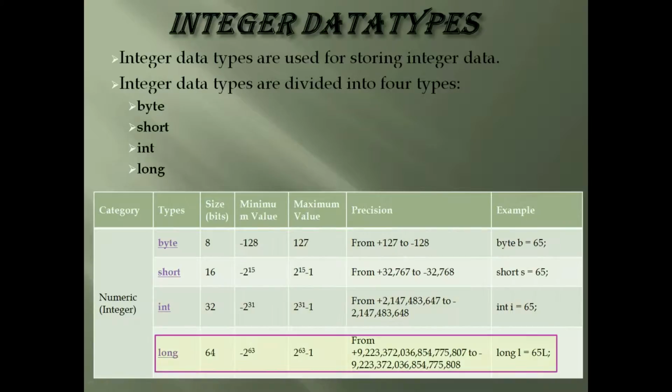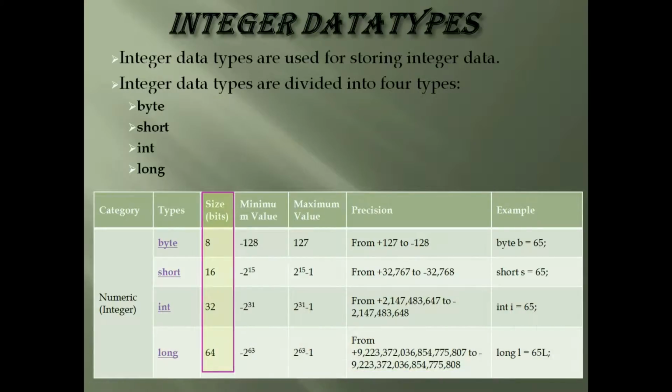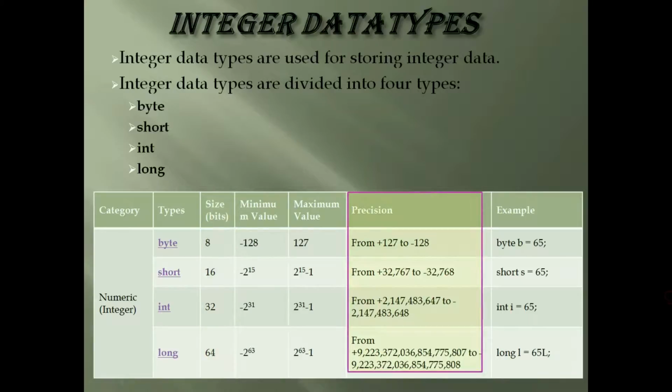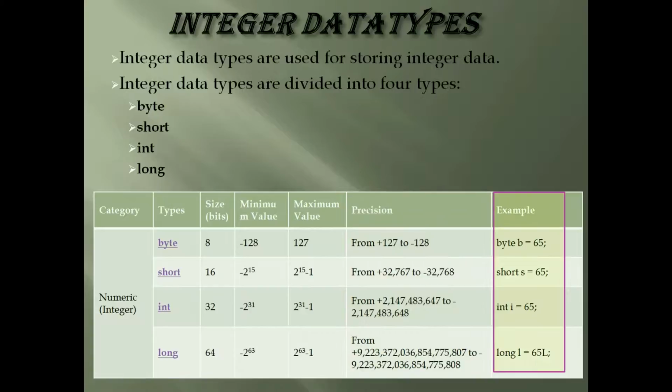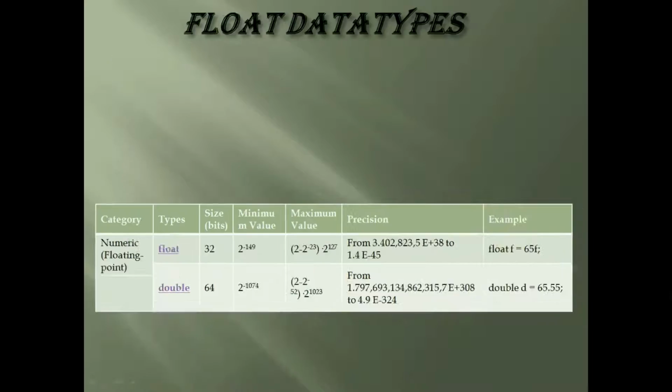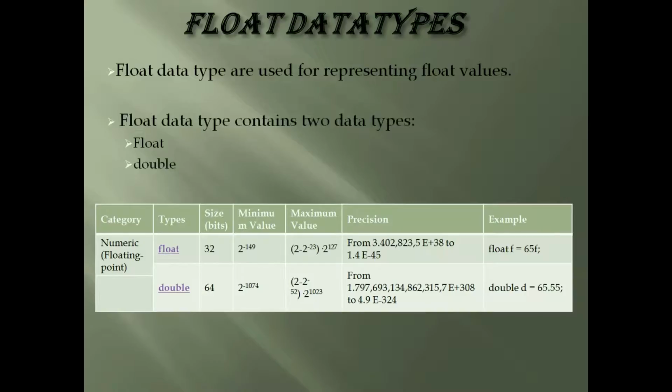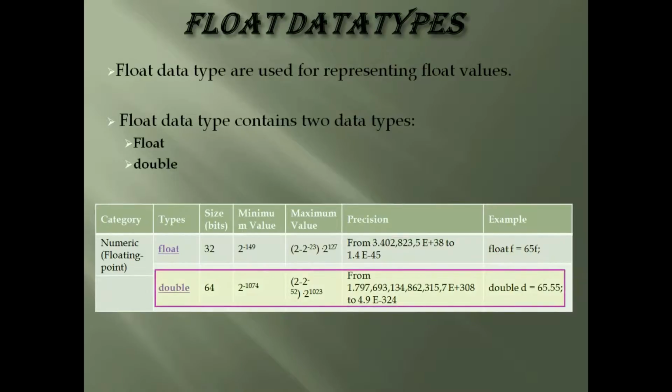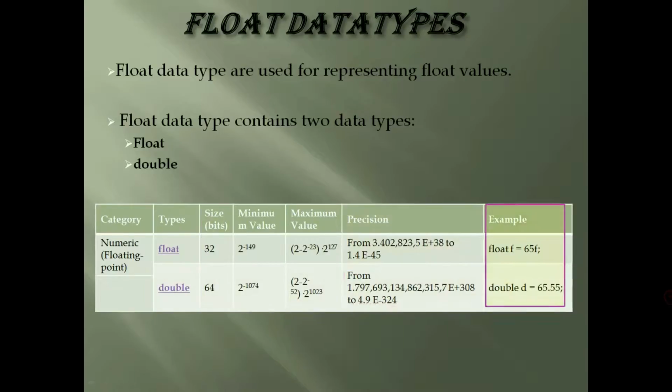If we see in this table, all the integer types have a fixed size. Thus, the integer types are limited to a range of values. And in the last column, we can see the examples. So this is about integer data types. Next is float data type. Float data types are used for representing float values. This category contains 2 data types, float and double. And we can see size, range and example in this table.